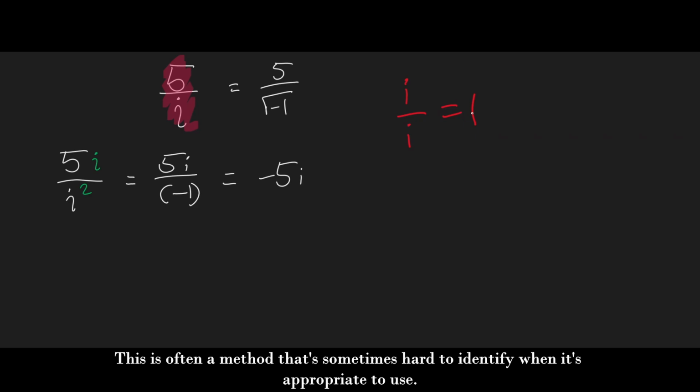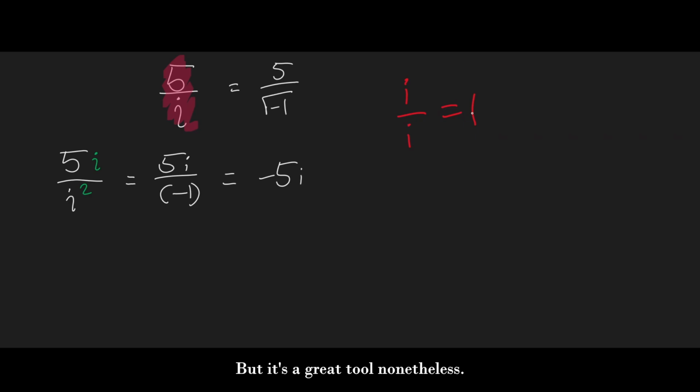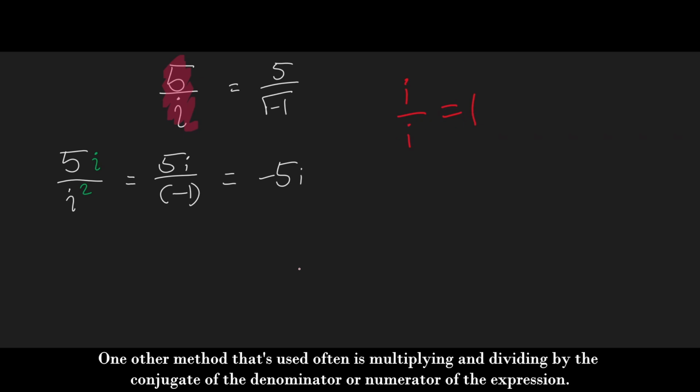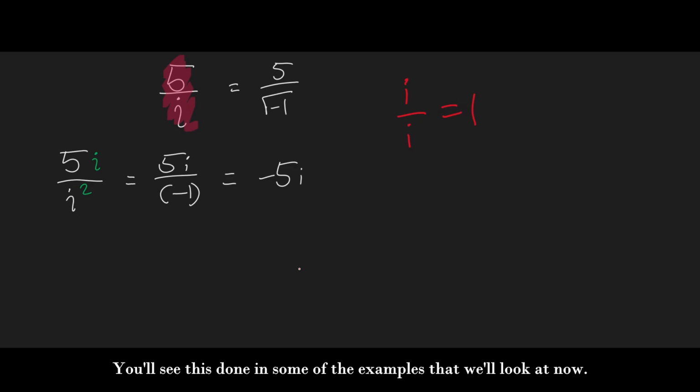This is a method that's sometimes hard to identify when it's appropriate to use, but it's a great tool nonetheless. One other method that's used often is multiplying and dividing by the conjugate of the denominator or numerator of the expression. You'll see this done in some of the examples that we'll look at now.